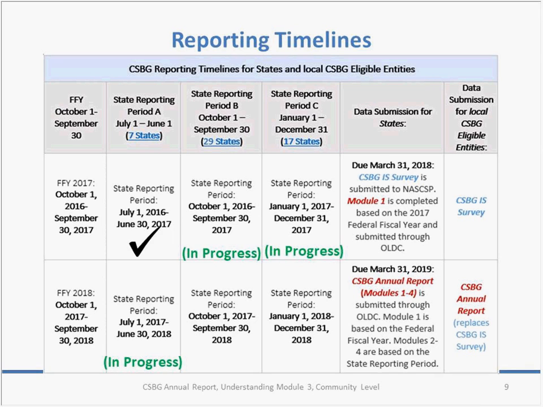This year, local agencies are preparing to collect and document information that will be needed for modules 2, 3, and 4 of our annual report. And next year, starting for fiscal year 18, that's when agencies will submit their first annual reports, the modules 2, 3, and 4, including the community level measures that we're going to be discussing today.